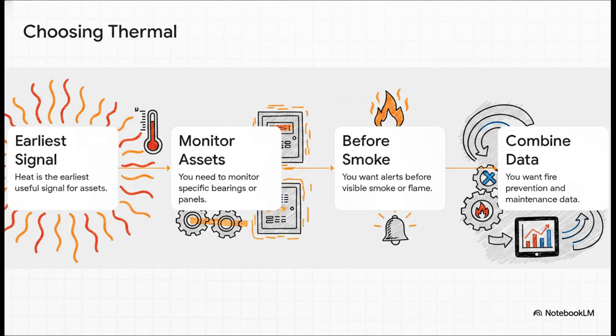Conversely, deploy thermal monitoring when heat is your earliest useful signal of risk. If you have supercritical machinery, high-voltage panels, or volatile combustible piles, thermal is essential. Choose it when you demand alerts before there is any visible smoke, and crucially, choose it when you want your safety team and your maintenance team sharing the exact same proactive data to prevent downtime. It's a win-win for both departments.